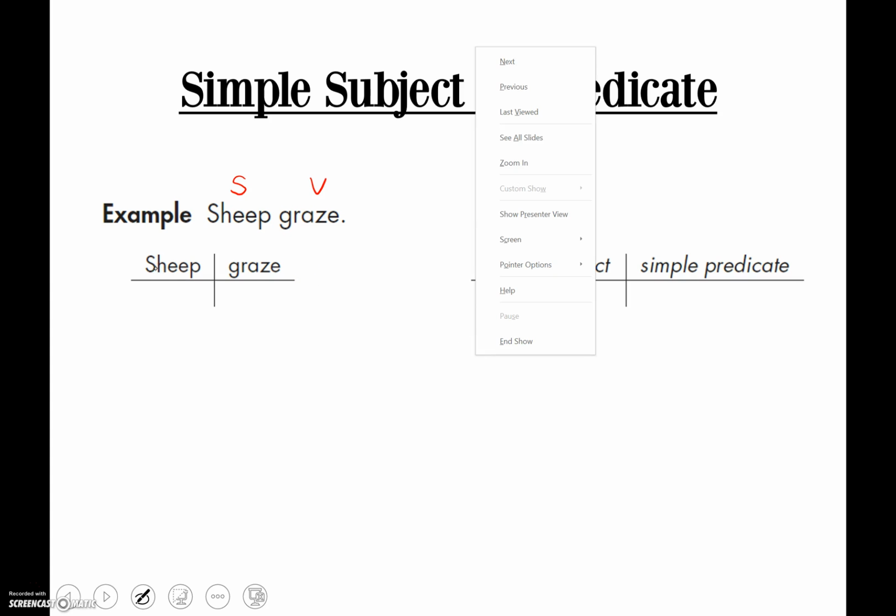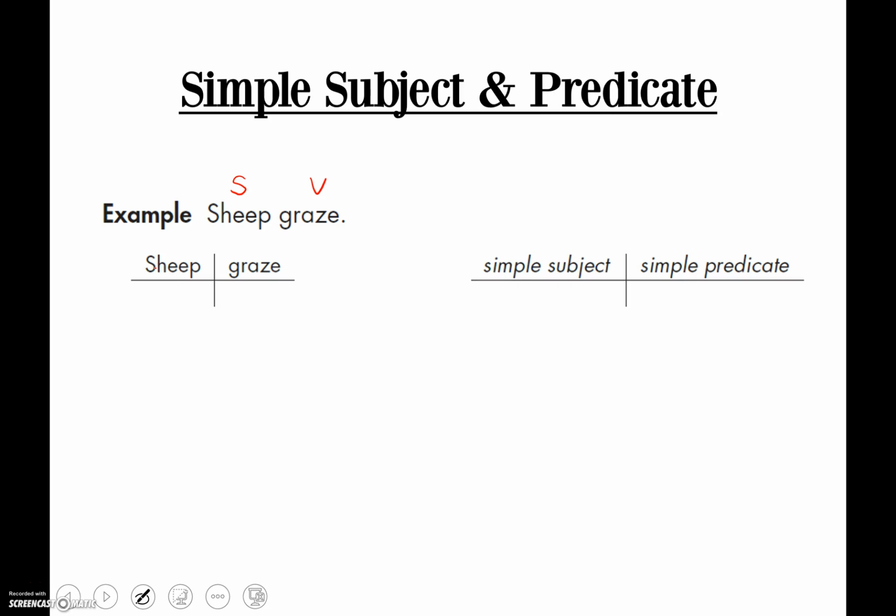Notice that this S is capitalized. You are going to maintain capitalization. You are not, however, going to include punctuation. So that period is not going to be there, and that will be true of all punctuation.